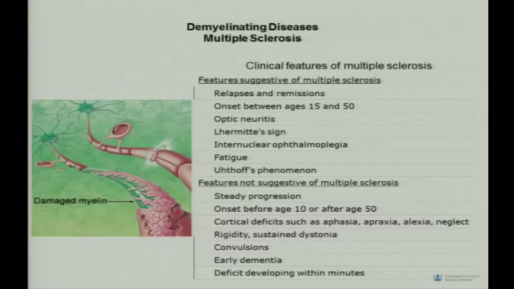Internuclear ophthalmoplegia. This is going to be something that is affecting oculomotor movements. So it can manifest as nystagmus, as sort of that shaking of the eye, or something that affects the tracking movements, of oculomotor movements.